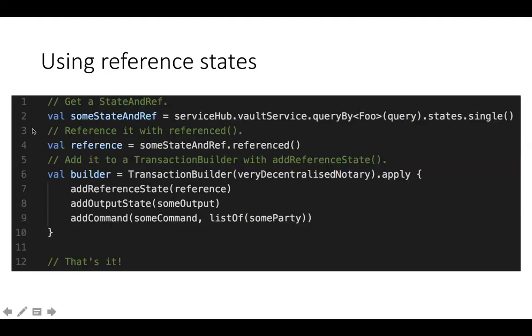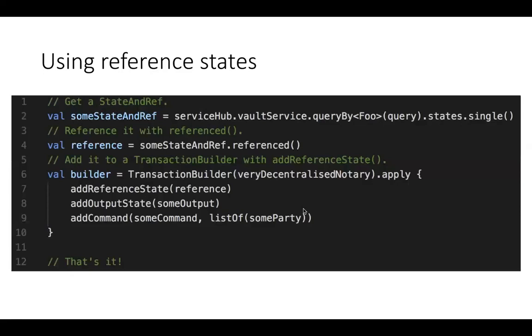And then there's this new extension method on StateAndRef that allows us to get a reference version. So what it does is it just wraps your StateAndRef in a ReferencedStateAndRef. It's just really syntactic sugar to allow the transaction builder to easily handle reference states. And then what you do is you add your reference StateAndRef to the transaction builder using addReferenceState. And that is literally it. That is the sum total of the API for reference states in Corda.